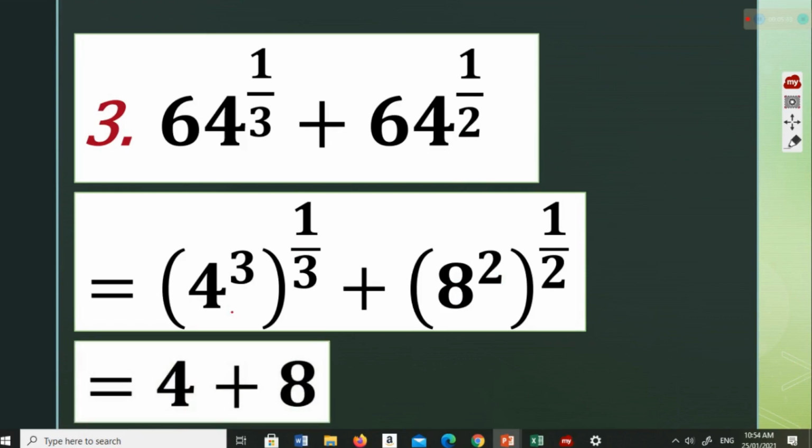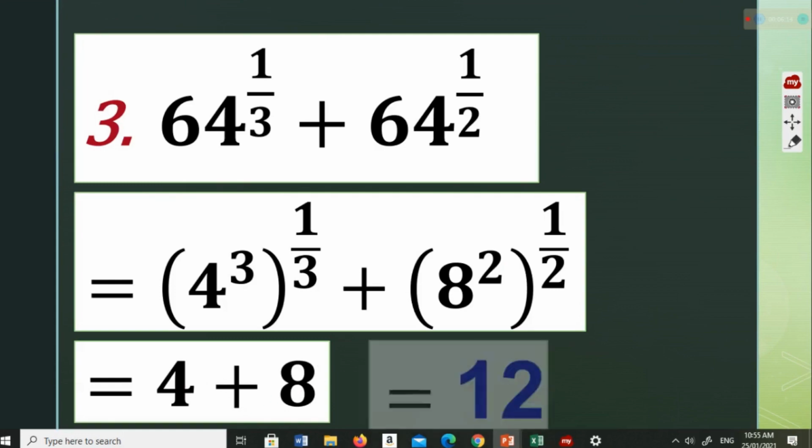So, in here, 4 raised to 3 raised to 1/3. 3 times 1/3 is 1, so 4 raised to 1. And yung 8 squared raised to 1/2, 2 times 1/2 is 1, kaya 8 raised to 1. So therefore, natanggal na natin yung rational exponent or fractional exponents. Pwede na nating ma-add ito. 4 plus 8 is equal to 12.